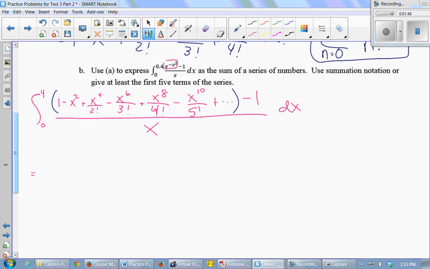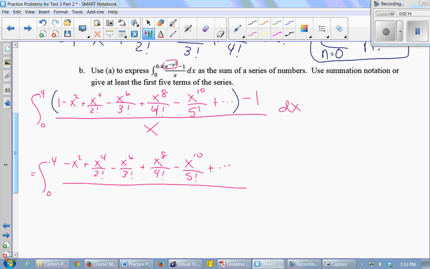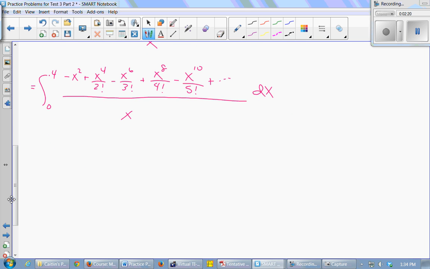So this becomes the integral from 0 to 0.4. 1 and minus 1 cancel, and I'm just going to have negative x squared plus x to the 4th over 2 factorial minus x to the 6th over 3 factorial plus x to the 8th over 4 factorial minus x to the 10th over 5 factorial plus dot dot dot, all over x dx. And now every term in the numerator has an x in it. I can divide an x into all of those terms and cancel.